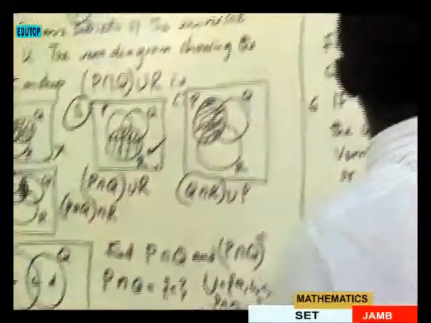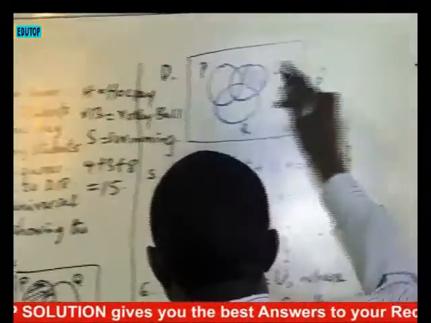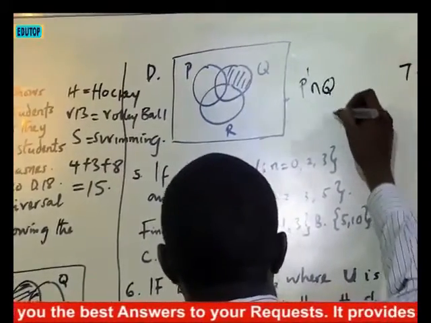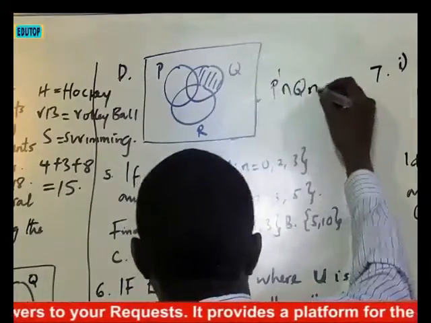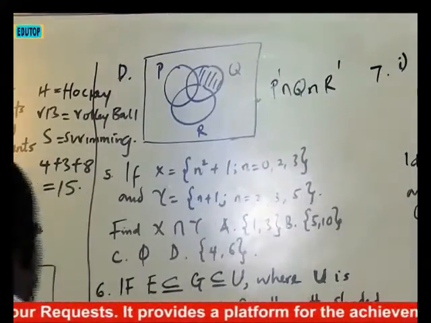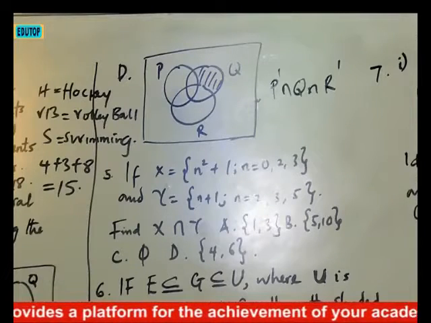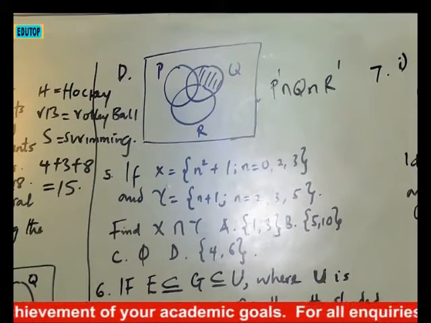So this one is P complement. You can see that P is not shaded. Intersection Q. Q is shaded, so you cannot put complement there. Then R is not shaded too. R complement. So definitely this one will justify what we have here, because you have P complement intersection Q intersection R complement. So it's only the Q region that is shaded.